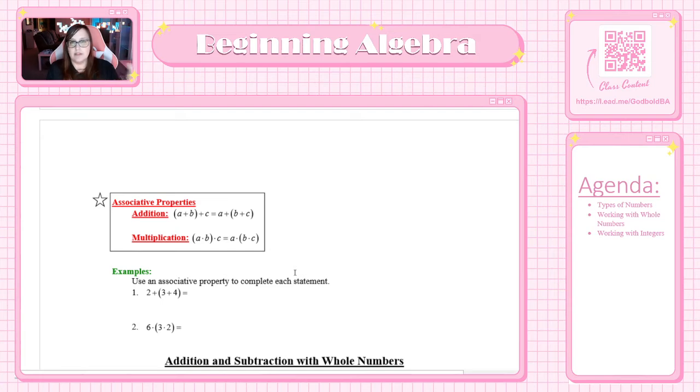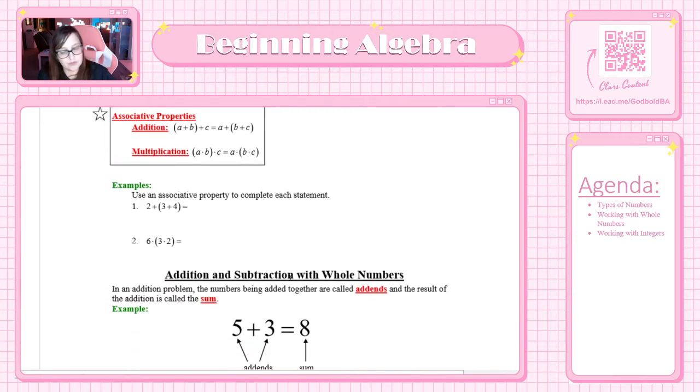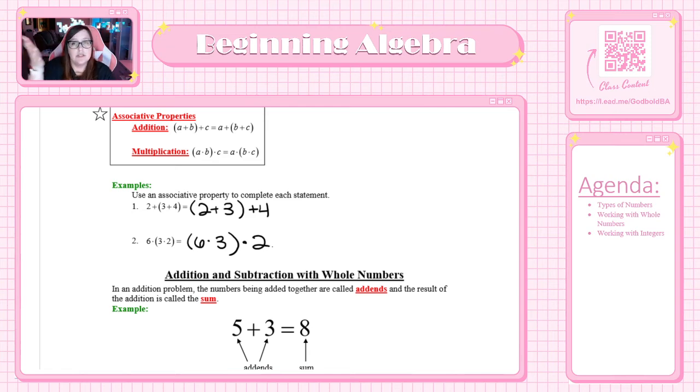So here it is written with letters. Essentially, just think of it as you're moving the parentheses around. You're associating two different numbers. So if I wanted to use the associative property to rewrite the statement, I would do 2 plus 3 plus 4. If I wanted to use the associative property of multiplication, I'd do that. These are important to keep in mind when we start doing stuff with variables.